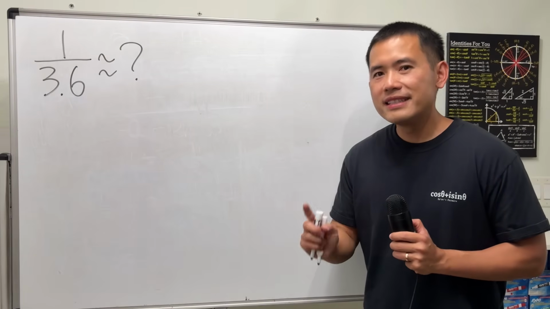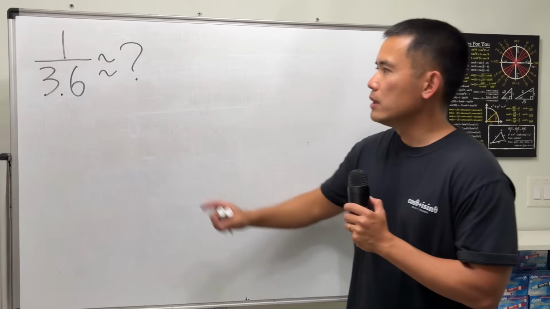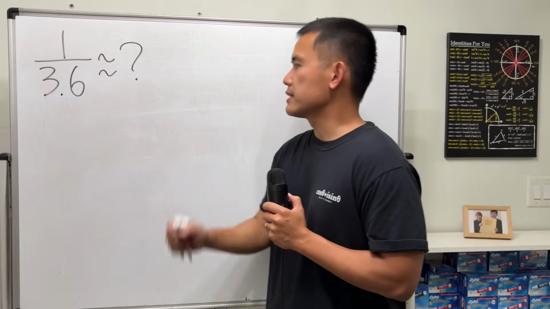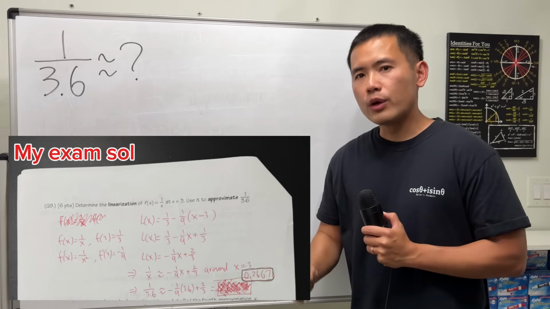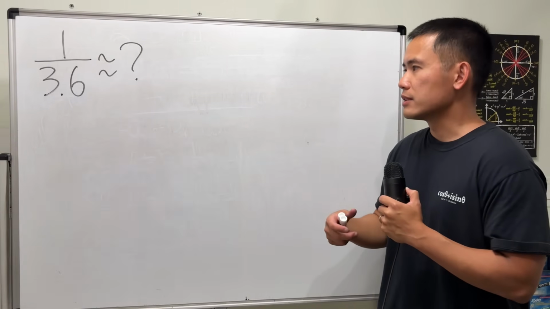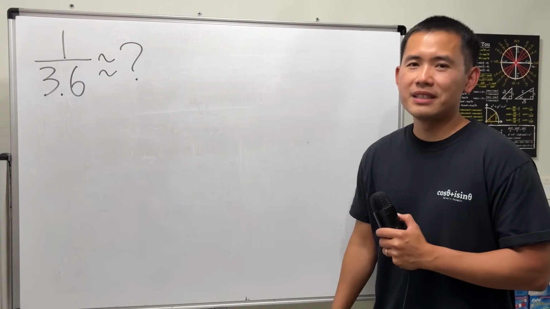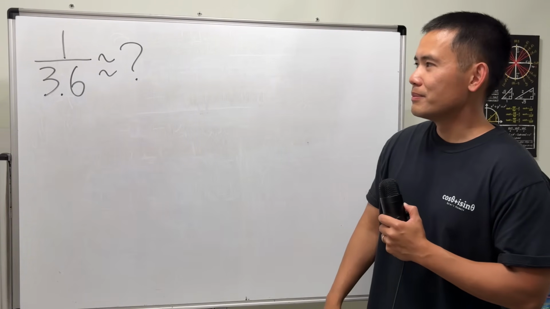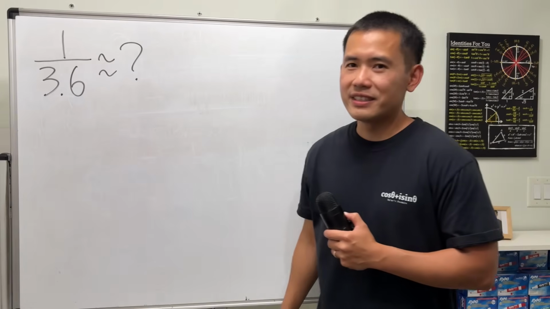Today, I want to show you guys how to use calculus to find an approximation for 1 over 3.6. In fact, this is my exam question that I gave to my Calculus 1 students during this summer. And of course, I had to write down some directions so I can ask them to actually use some calculus instead of just doing something like 1 over 4, because 4 is pretty close to 3.6.